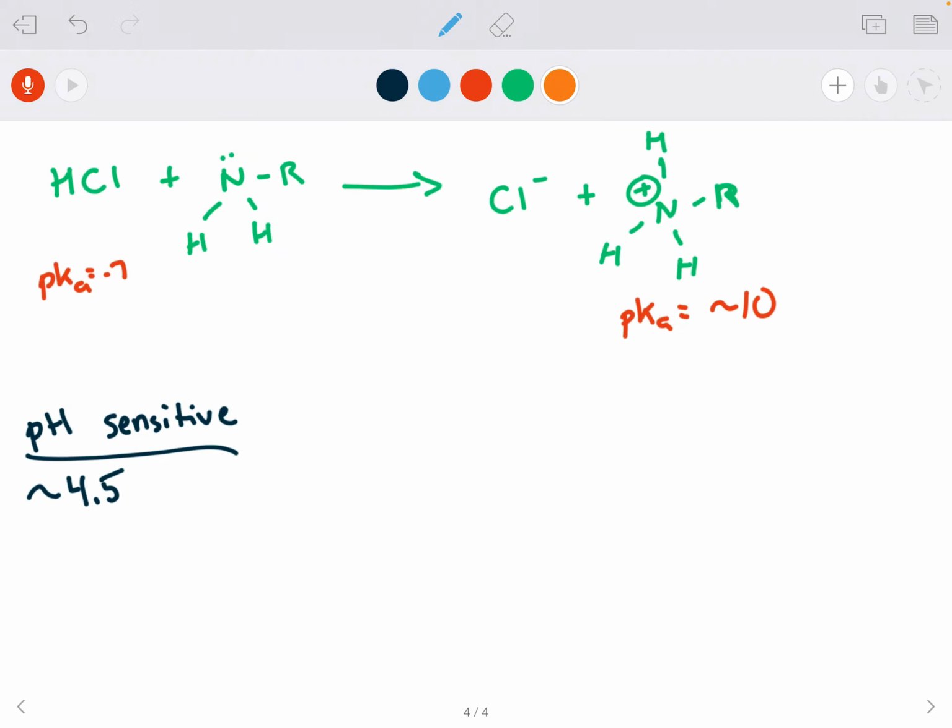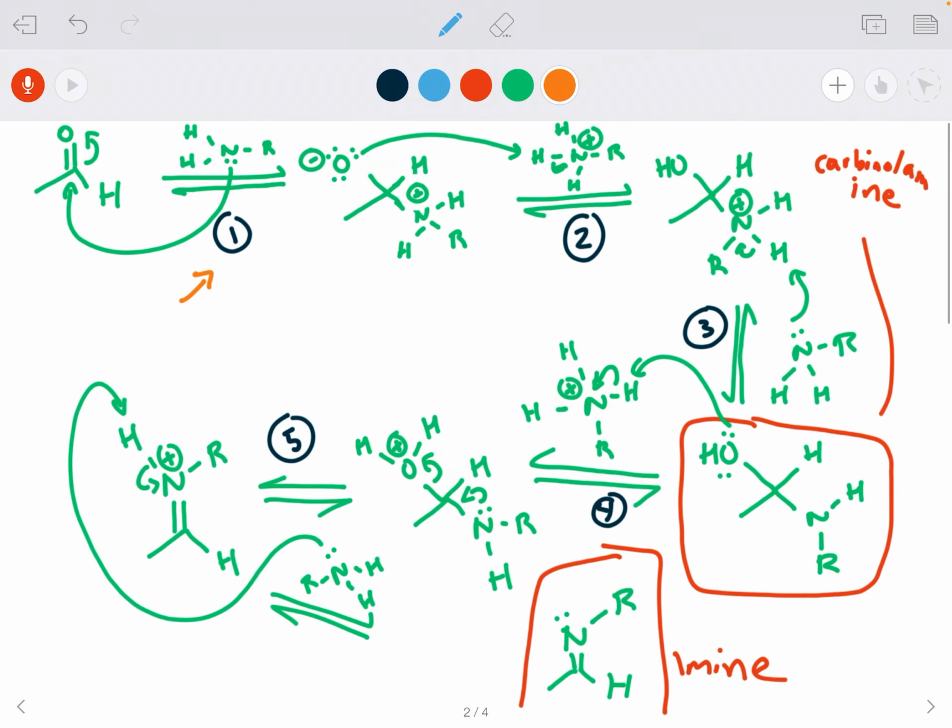But if our pH is too high, so now we're well above 4.5, my issue is going to be more with step 4 here. I have to protonate an OH group to make it a good leaving group, but if the conditions are too basic, it's going to be very difficult to protonate that OH group. So this is one of those reactions that is very pH sensitive in terms of it working or it taking a really long time or not working at all.